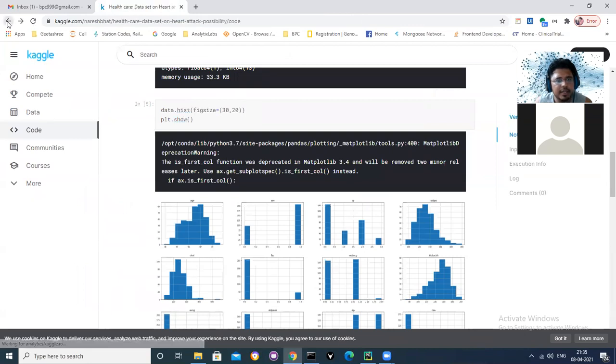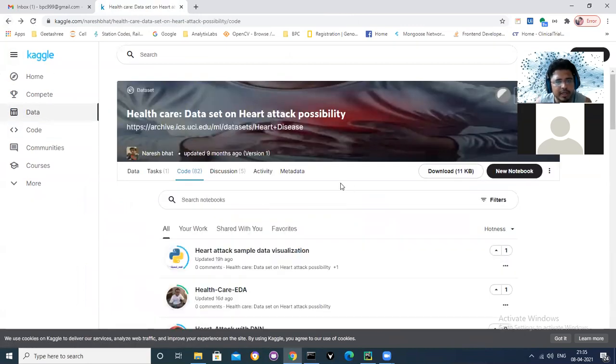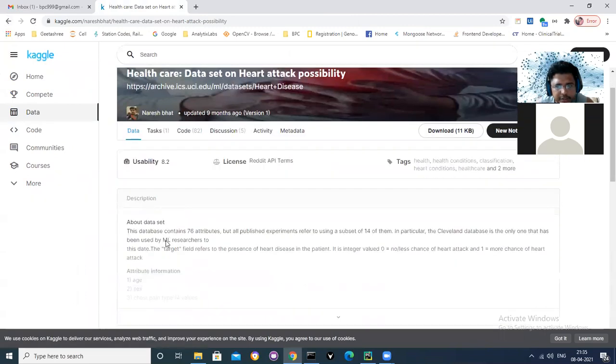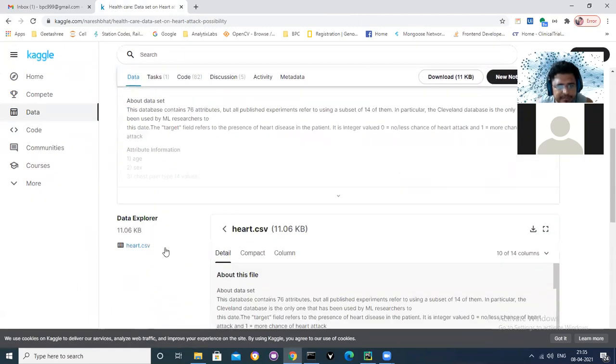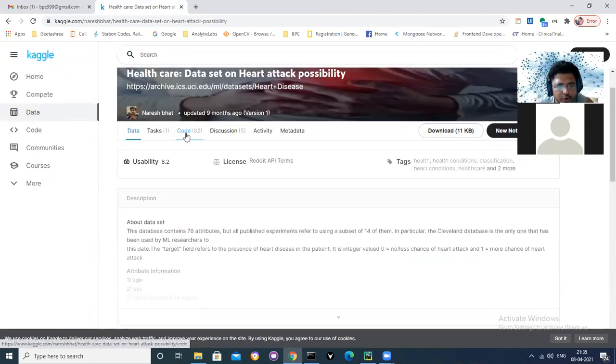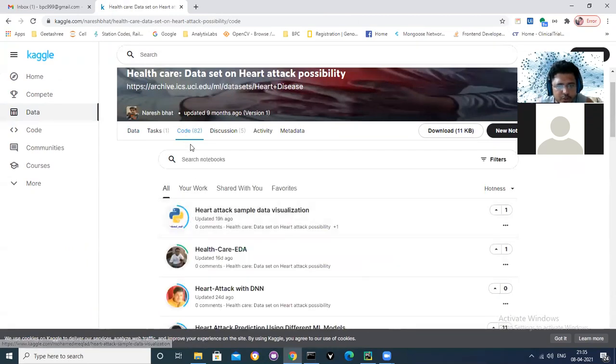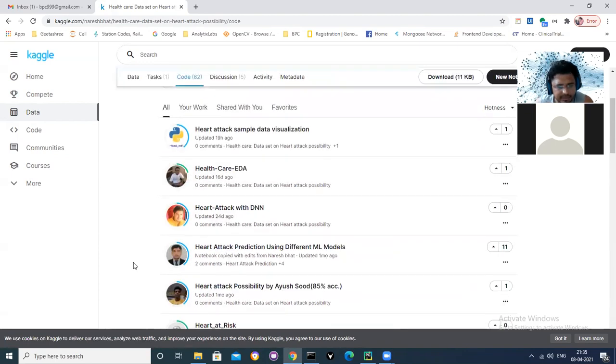Let us see if there is some more work that has been done. So how do you use the Kaggle website? You first go to the data section. Here you see that you have data. Then you go to the code section. 82 codes means 82 people have worked on this data, and they have done some analysis. So let us see.